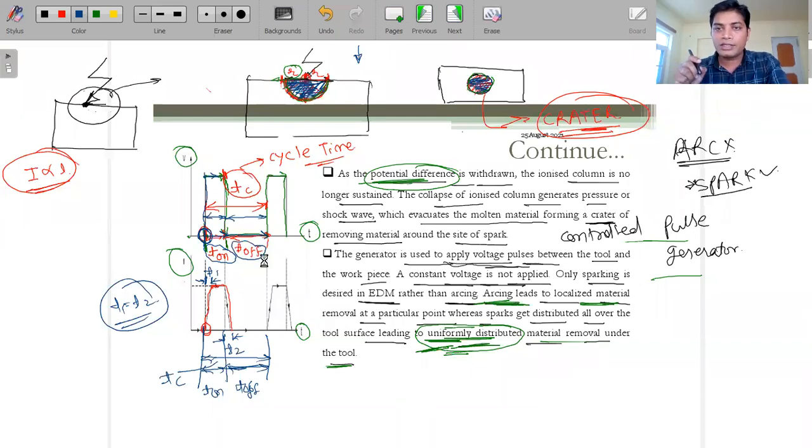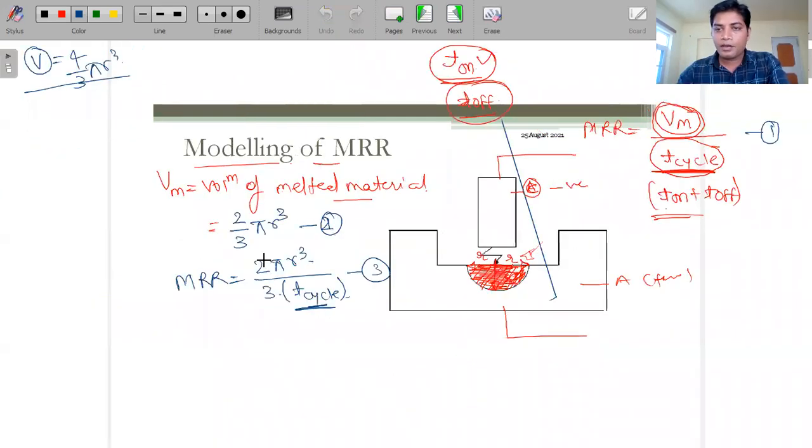Now what I want to consider over here is that the material removal rate is the total amount of volume removed from the workpiece material per unit time. This is the Vm. We are talking about a single spark only, so this is the Vm which is melted and removed, and this is per unit time. So this time will be the cycle time. I'm not saying T on only.